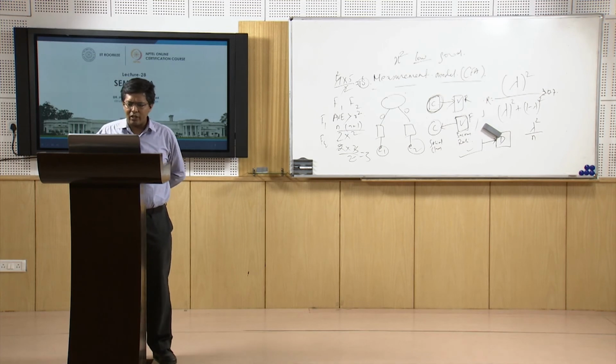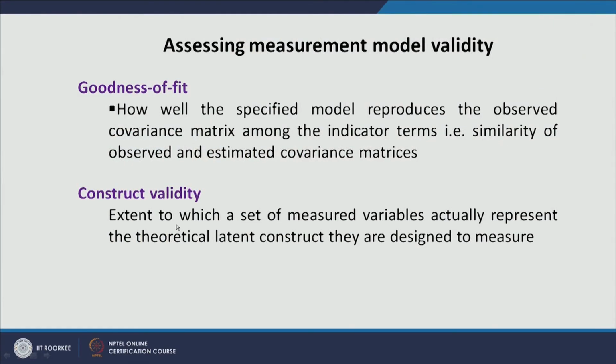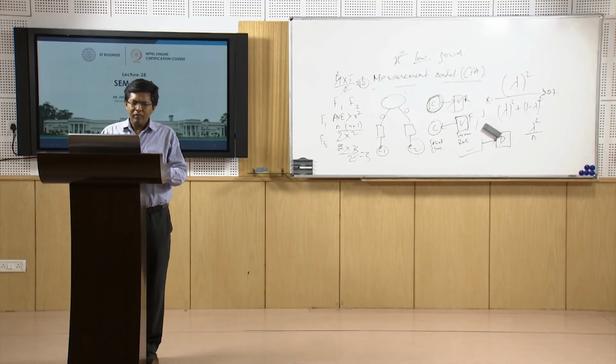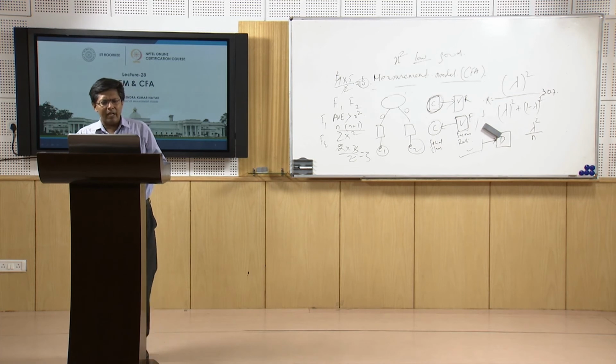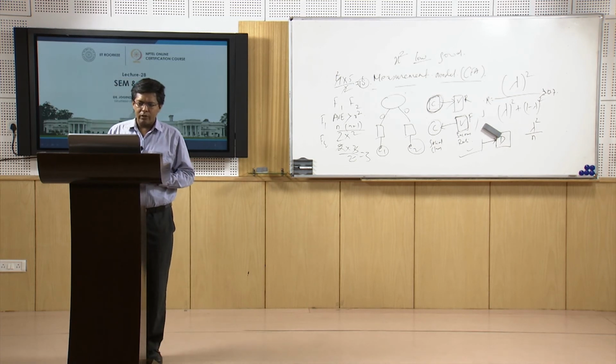The second thing is construct validity: the extent to which a set of measured variables actually represent the theoretical latent construct they are designed to measure. We have discussed it also, right. So, the composite reliability, how to calculate it and all. These are some of the tests. Before that, let me go to the values, right.